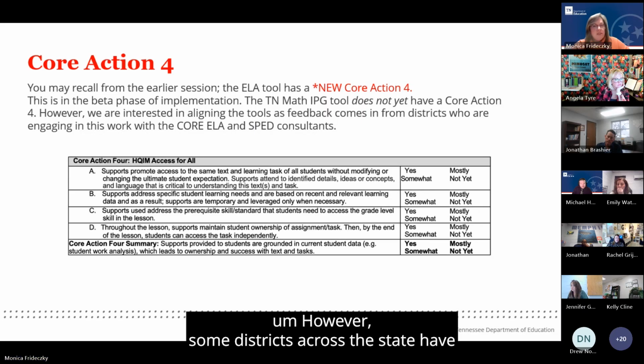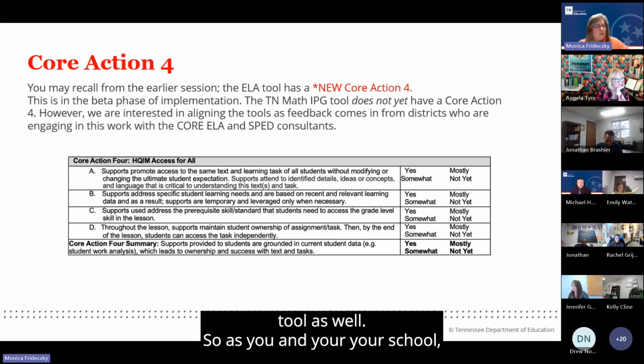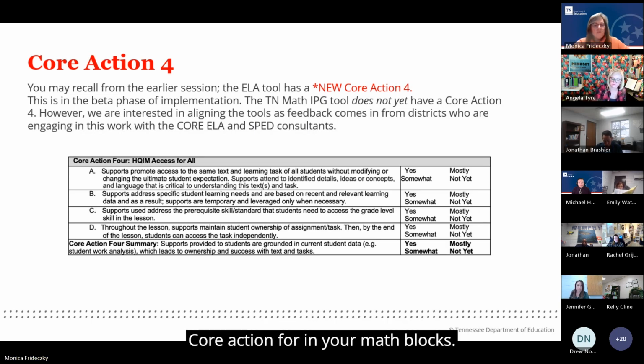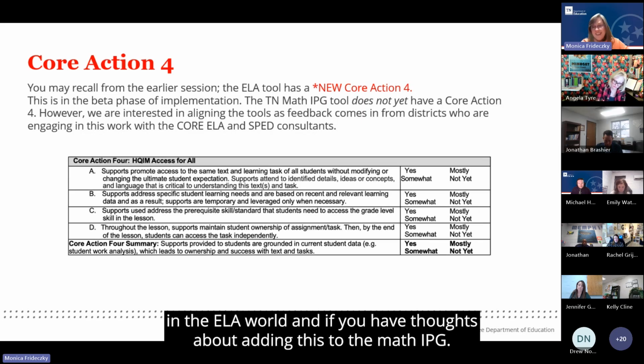However, some districts across the state have started taking the liberty to go ahead and add a core action 4 to their math tool as well. So as you and your school, your team are ready, you may want to include core action 4 in your math walks. I'm just curious to know if any of you have had experience with core action 4 in the ELA world, and if you have thoughts about adding this to the math IPG.